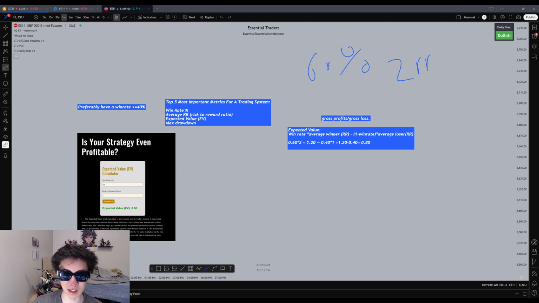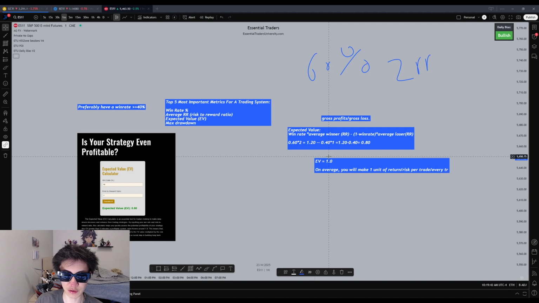Now, what does this number mean? Because a lot of people never understood what this number means. This number just means this is the factor in which your average trade expectancy results in. So, for example, if you have an EV of 1.0, which is an EV of 1 in your system, that means on average, after averaging out your winning trades and losing trades, factoring all that in, you will make 1 unit of return or risk per trade, or every trade you take.